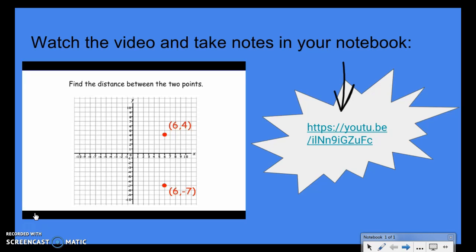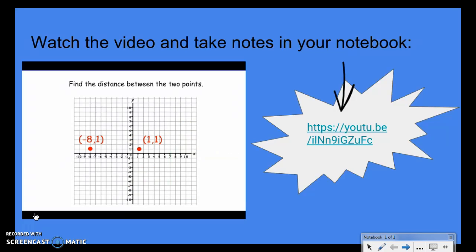So if you were asked to find the distance between 6, 4 and 6, -7, let's start with 6, 4. How far is this point from the x-axis? Well, it's 4 units away from the x-axis. What about this point? Well, this point, down here, 6, -7, is actually 7 away from the x-axis, because the absolute value of -7 would be 7. And then all you have to do is add up the distance here and the distance here. The distance between these 2 points would be 11 units.